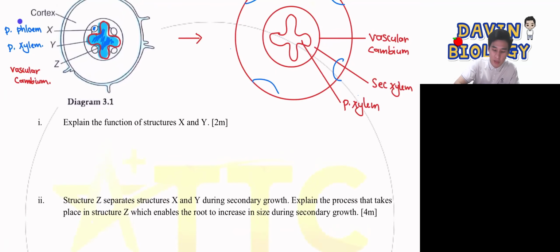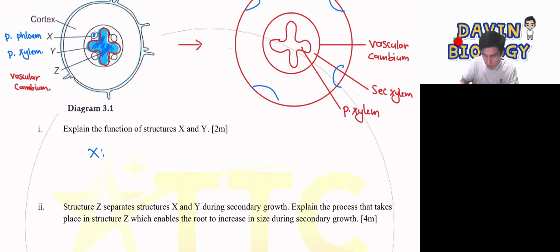X and Y are just xylem and phloem. They do the same thing as you always learn: transport water, transport organic substances. This one I think can, right? So just repeat right here. Xylem, X is phloem, right? So this one transports organic substances, which is the food, the sugar. Y transports water and minerals.